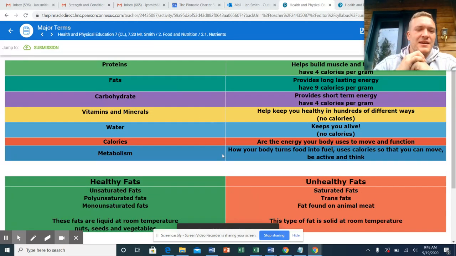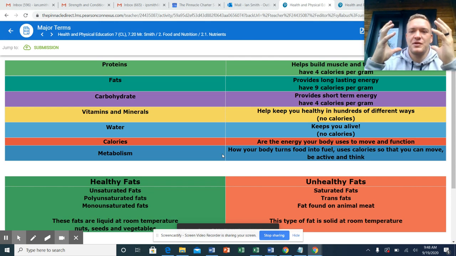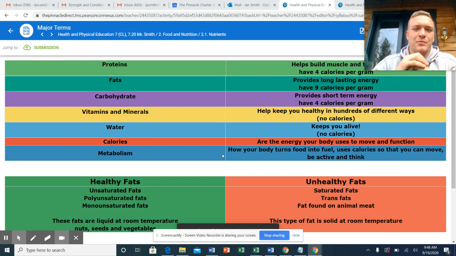But before we do that, this unit is about nutrients. And nutrients have basically two main categories. There's macronutrients. Macro means big, so big nutrients, and then micronutrients, or small nutrients. The difference between them is that macronutrients actually give you energy. And there are three main types of macronutrients: our proteins, our fats, and our carbohydrates. And we've got little descriptors over here.